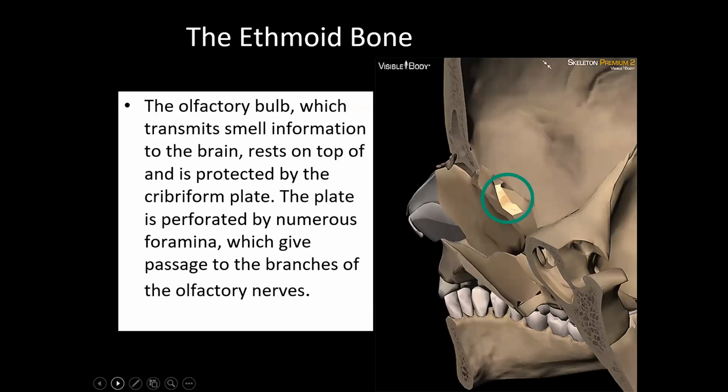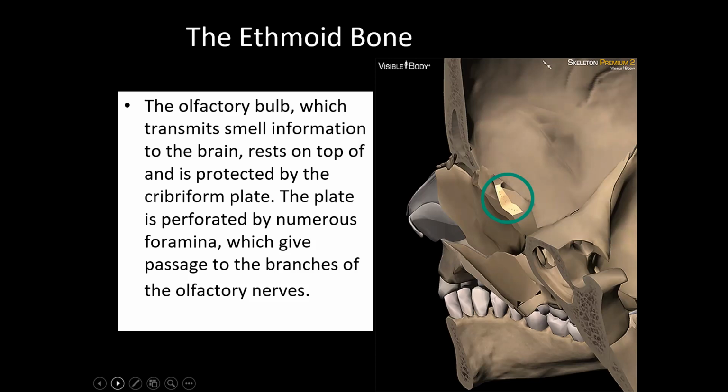I mentioned this earlier, the olfactory bulbs are two structures. They're on either side of the brain. They are usually on the base of the frontal lobes. They're almost directly on top of a bone called the cribriform plate. The cribriform plate is the part of the ethmoid bone that is perforated and allows the olfactory nerves to come up to the olfactory bulbs.